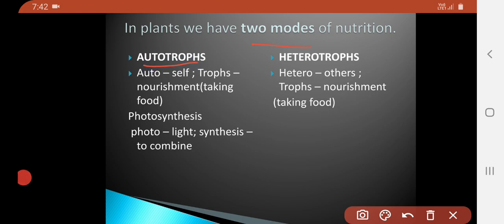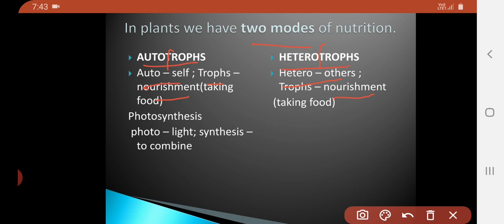First it is autotrophs and second it is heterotrophs. I am splitting this into two. Auto is self, trophs is nourishment. Nourishment is nothing but taking food. The plants which fall under this category have the ability to prepare their own food, that is self nourishment. They have the capacity to prepare their own food, that is called autotrophs. In heterotrophs, here also I am splitting the word into two, hetero and trophs. Hetero means others and troph is nourishment. So plants which come under this category have to depend on other organisms for their food.